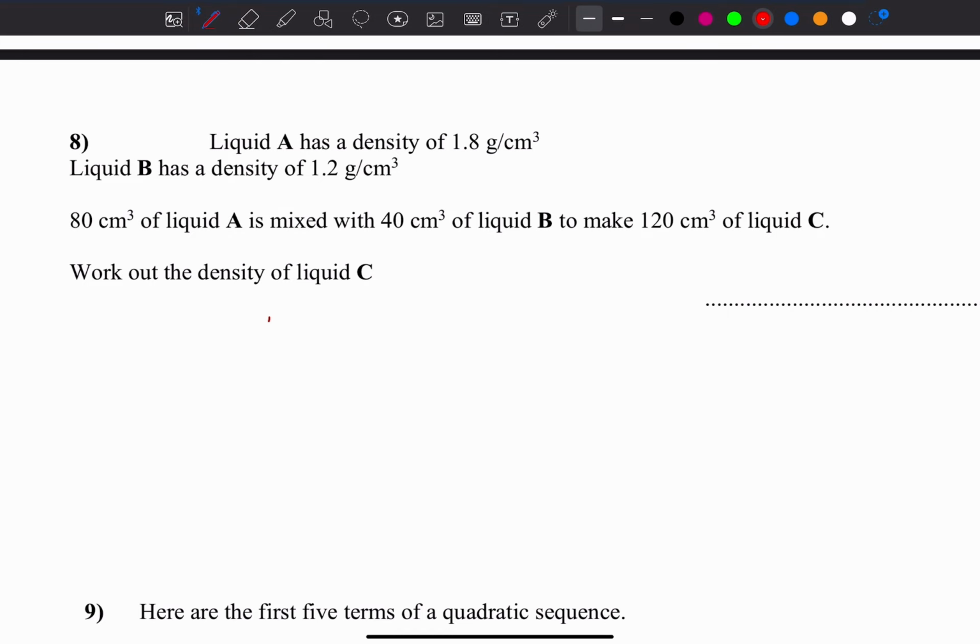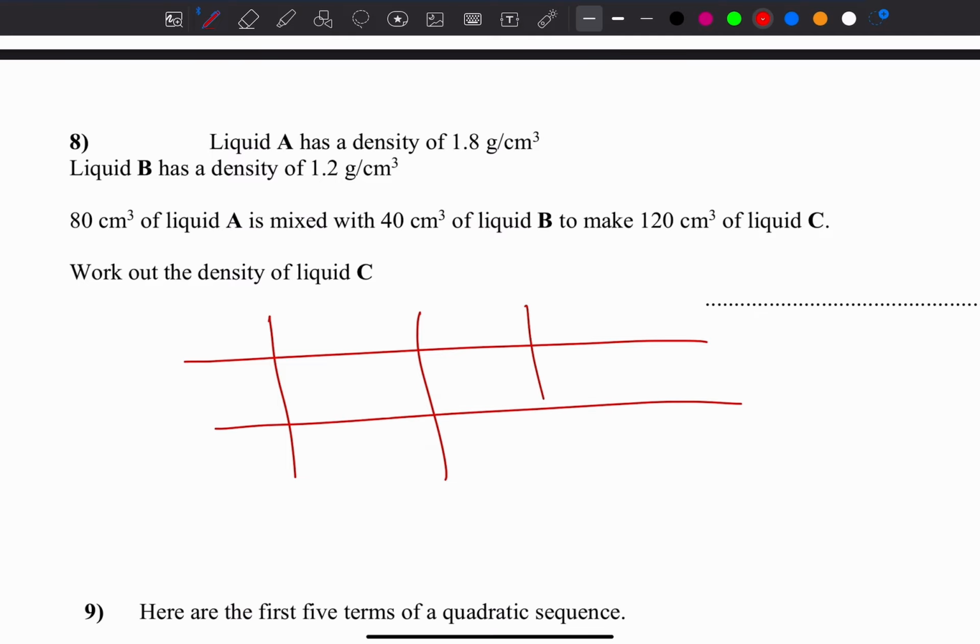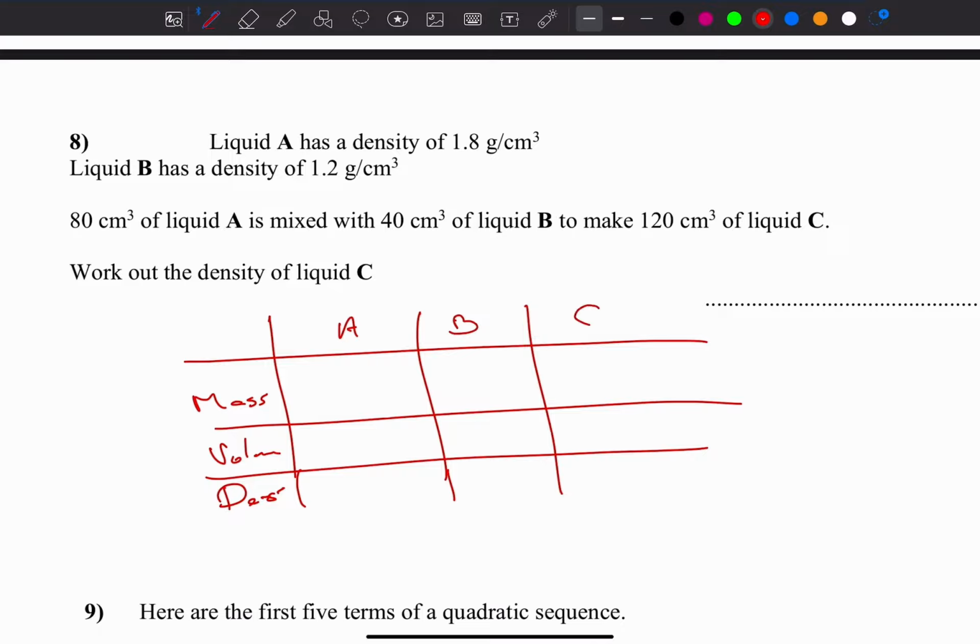Liquid A has a density. Okay, so that will be the table. Mass, volume, density, liquid A, B, C. A has a density of 1.8. Okay. B has a density of 1.2. This is centimeter cube, meaning it's a volume. Remember, centimeter cube, milliliters, everything, right? Volume of A is 40, B is, sorry, A is 80, my bad.